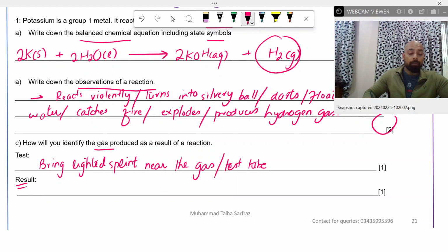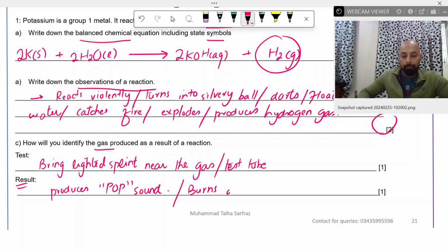Result, you can write it down over here that it produces a pop sound. Okay, ठीक है, it is quite flammable, so it burns with a pop sound. Okay.